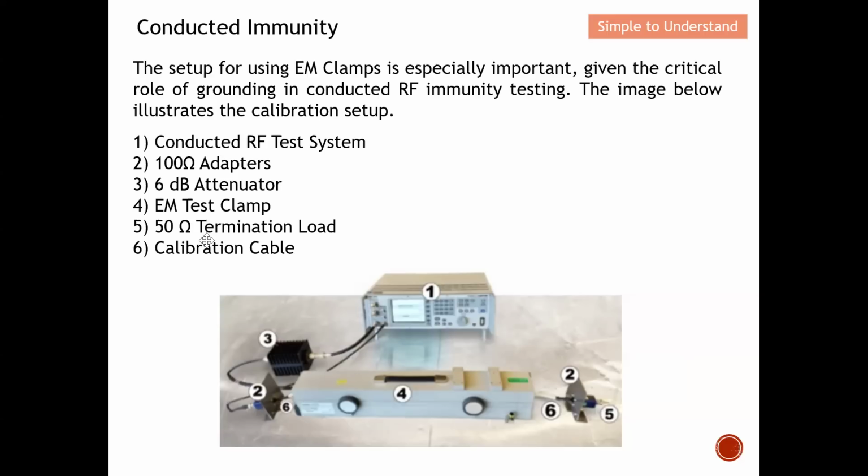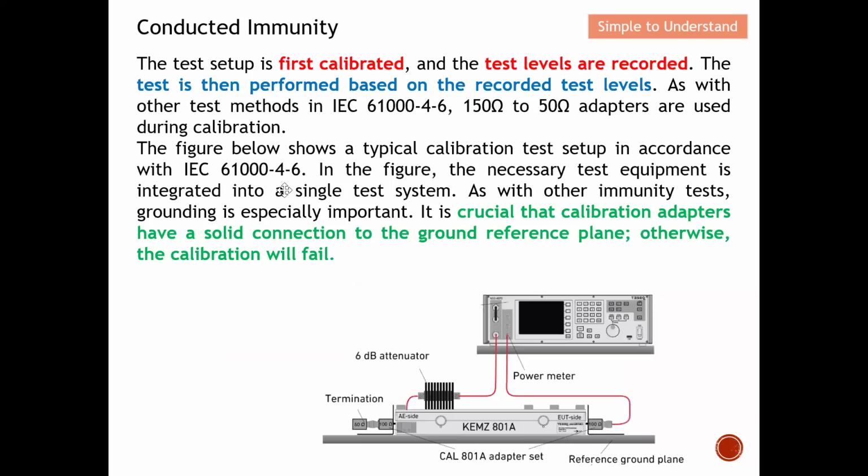We also have the calibration cable. The calibration cable is not really shown over here, but you can see this so-called calibration cable. It can be a solid rod also, or it can also be a calibration cable here. So basically, this shows a very simple calibration setup. Okay, so let's move on.